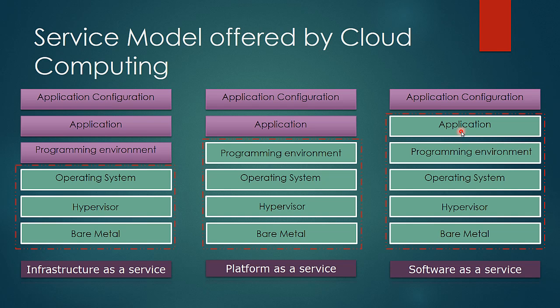Let's go ahead and understand what are the service models offered by cloud. So we have three service models offered by cloud. One is infrastructure as a service, platform as a service, and software as a service. When we say infrastructure as a service, we can see that as an administrator of the cloud, we are going to offer infrastructure only, meaning we will offer virtual machines, we will offer network, we will offer other infrastructure related services.